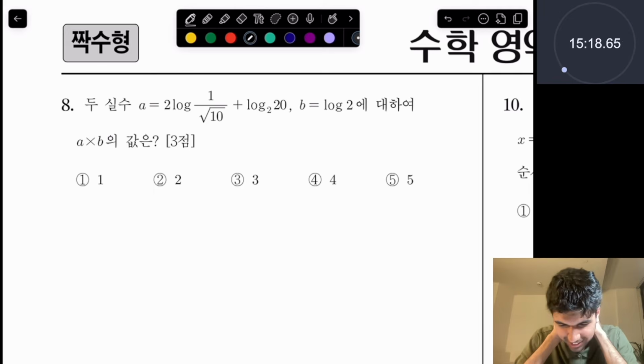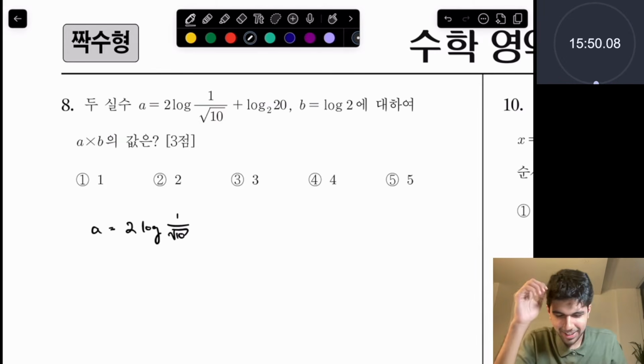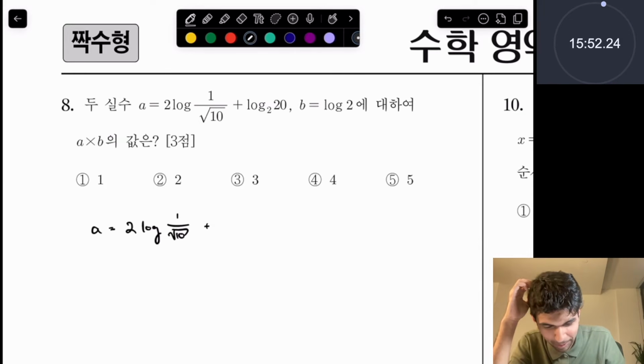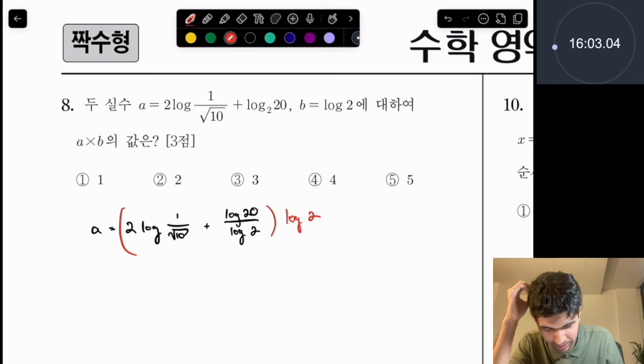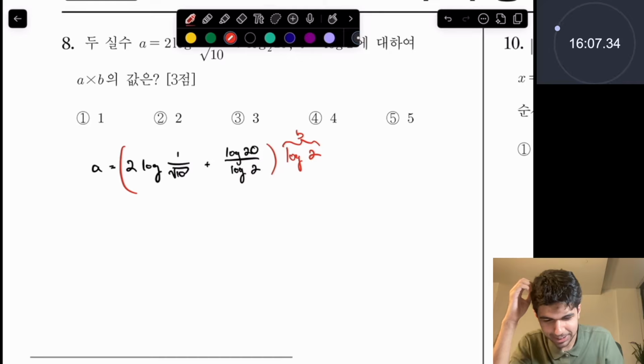Alright, question 8. Okay, this is going to be bad. I'll deal with that term later, but what we're going to do is the change of base here. Because when we multiply this entire quantity by log 2, which is equal to b, then we're going to get some cancellation.